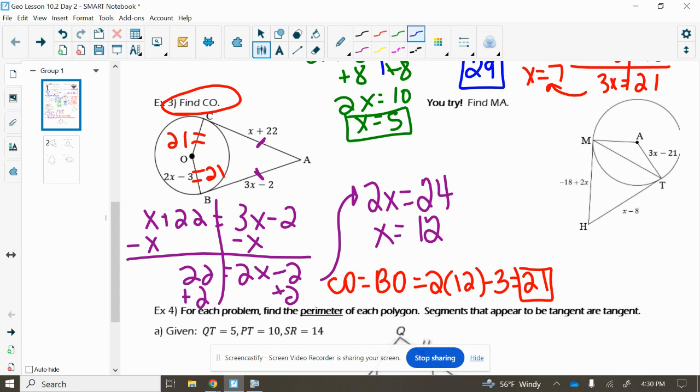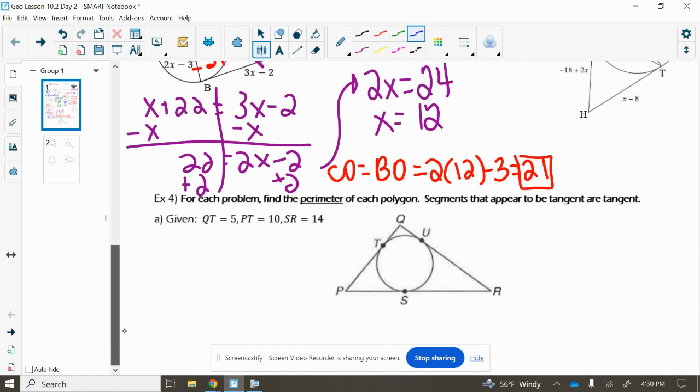All right, the last one is asking you to find on your own the length of segment MA. Remember what that is equal to. Solve for x first.